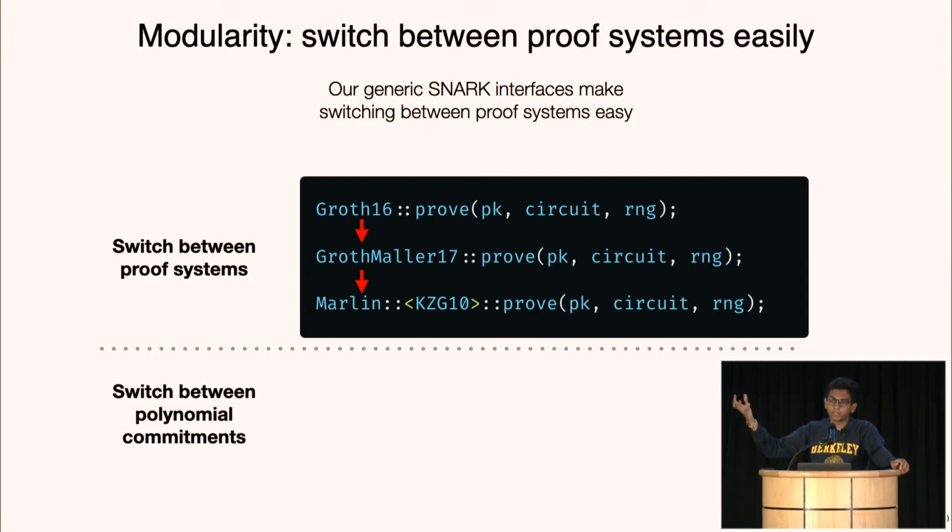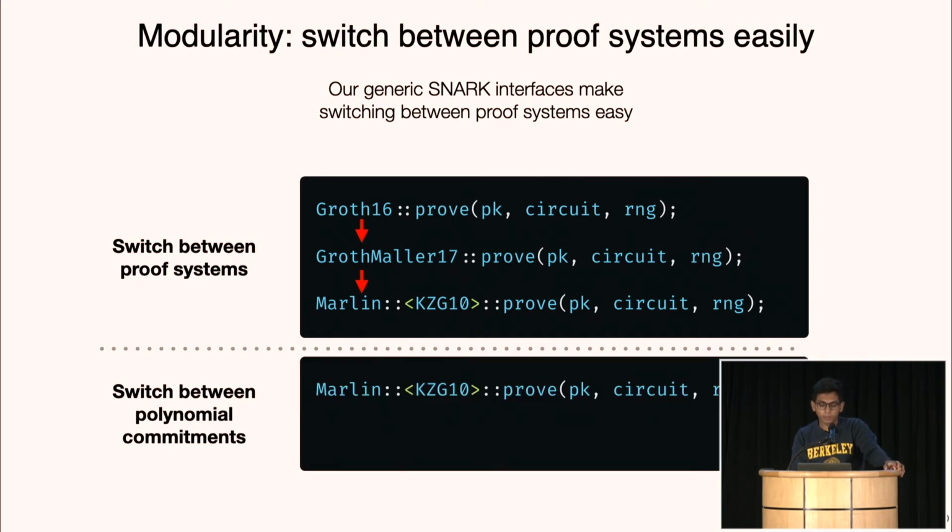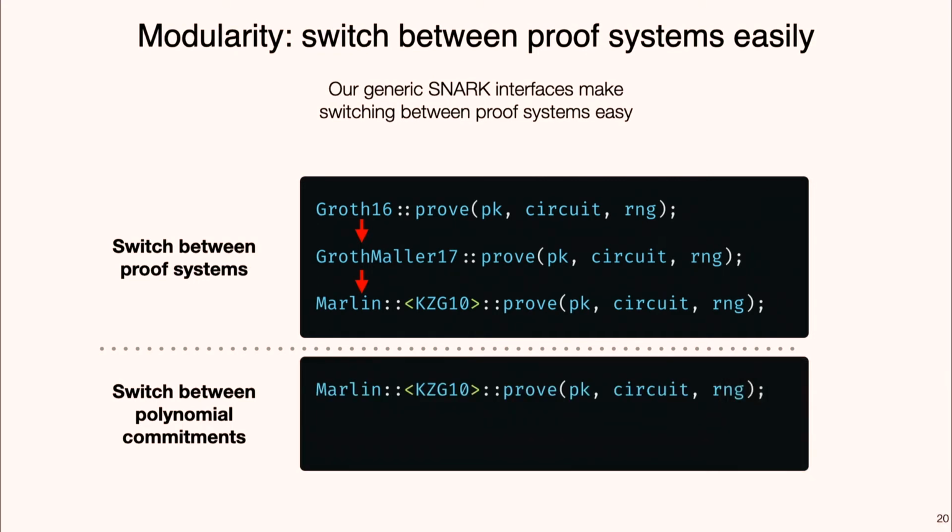Next, you've instantiated Marlin or Plonk or whatever with KZG10. You realize that you don't like trusted setup at all, so you want to use a transparent setup. Again, you can switch out your polynomial commitment with one type parameter to be the transparent scheme used, for example, in Halo 2. So just one type parameter, and by changing these three or four type parameters, you've completely upgraded your scheme from circuit-specific trusted setup to transparent setup. And these are all currently implemented in ArcWorks, so you could go ahead and try this today.